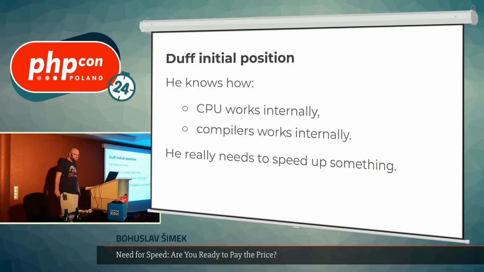So great. Duff was in a special position. He actually needed to really speed something up. He knows how the CPU works internally, because to realize that this will speed something up, you need to know how the processor is working. And he also knows how compilers work internally, because that feature of C, that combination of switch and do loop, was not introduced into C with that goal in mind.